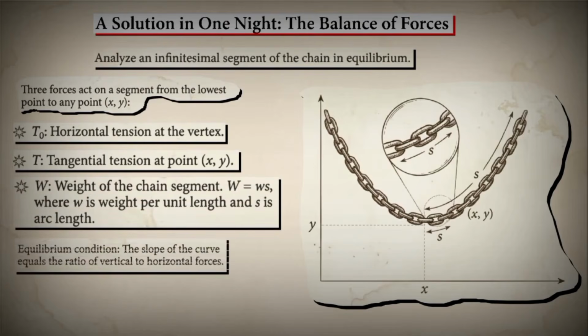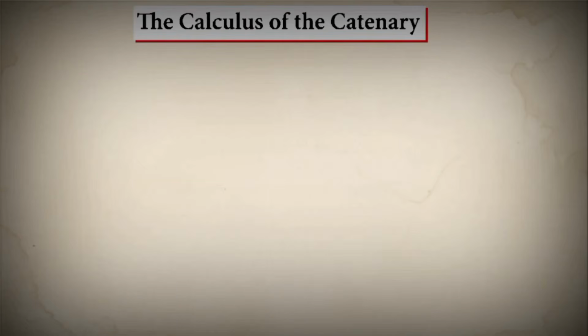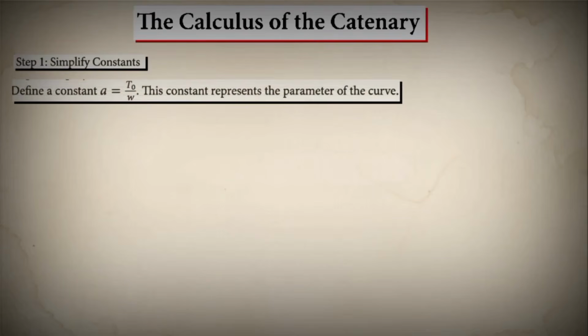Now, the equilibrium condition states that the slope of the curve equals the ratio of vertical to horizontal forces. Mathematically, dy over dx equals W over T sub 0, which equals w times s over T sub 0. Now, Johann applied the power of calculus. Step 1. Simplify constants. Define a constant a equals T sub 0 over w. This represents the parameter of the curve. Our equation becomes dy over dx equals s over a.